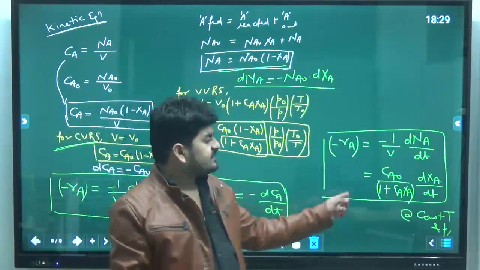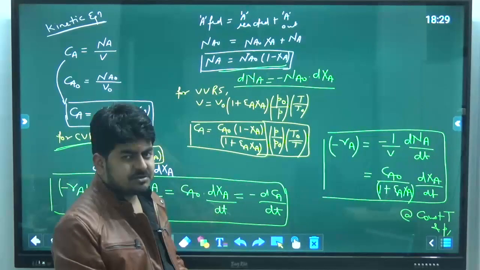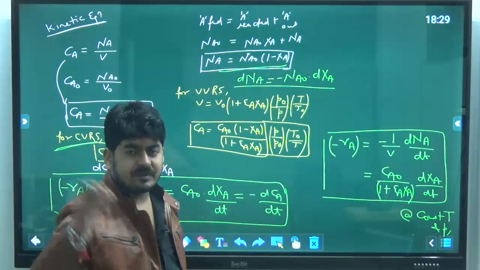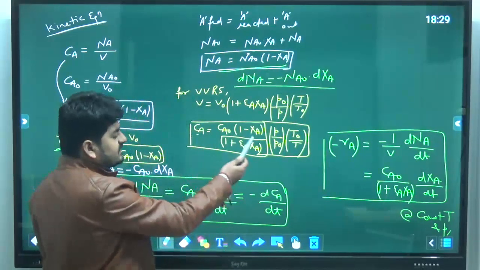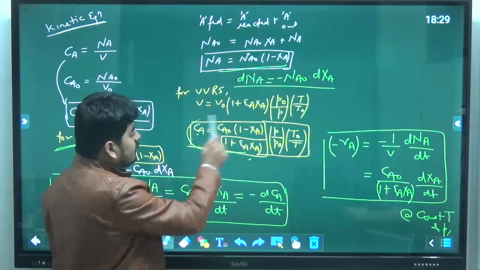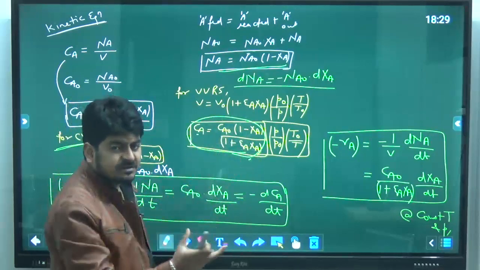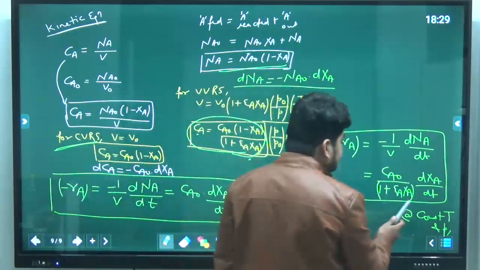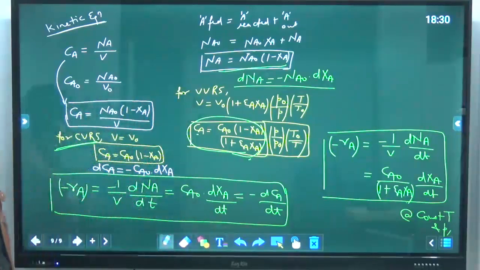Remember, for VVRS we cannot represent the rate of reaction in terms of concentration. Mathematically we can do it, but that will become a little complicated, because Ca is like this in terms of Xa. So if you want to differentiate this in terms of dXa, it will become a complicated relation. So we don't prefer that. This is in terms of conversion only, because it is simple and easy to use and apply.